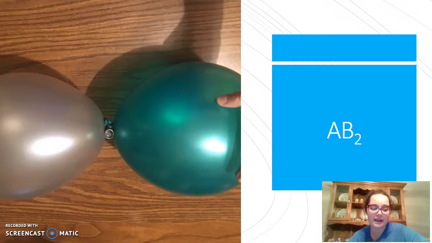An example of this would be BeCl2, or beryllium chloride. This would represent a linear geometry. The atoms are all in a straight line together, and the central atom, which is beryllium in this case, does not have any lone pairs. It's connected by 2 single bonds to the chlorine atoms in this case.